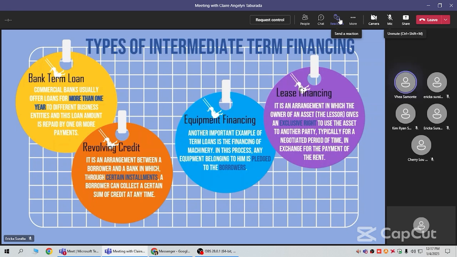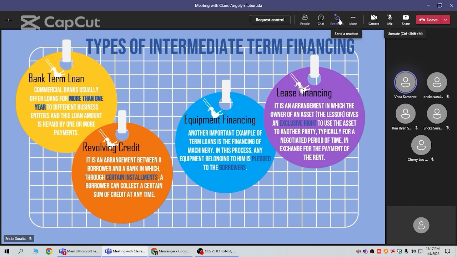The first one is bank term loan. Commercial banks usually offer loans for more than 1 year to different business entities, and the loan amount is repaid by one or more payments. These loans are known as bank term loans. Revolving credit. Revolving credit is an arrangement between a borrower and the bank in which, through certain installments, a borrower can collect a certain sum of credit at any time.